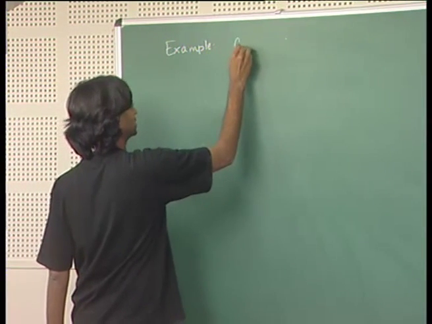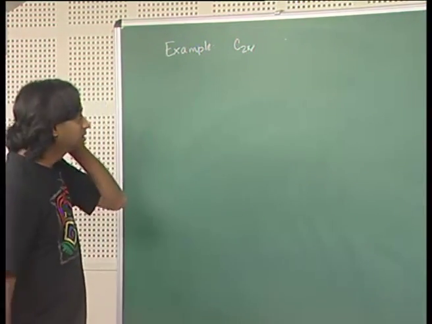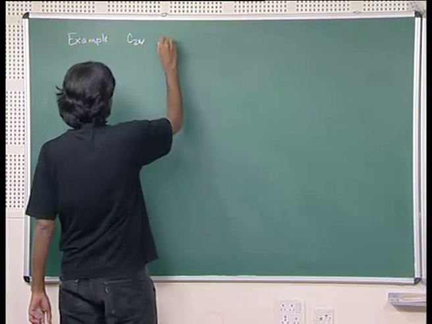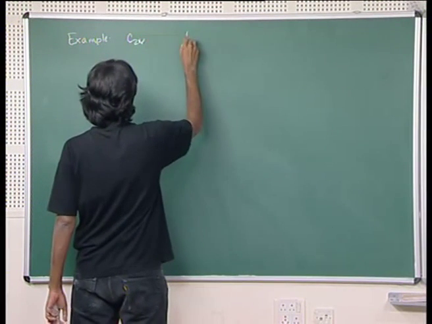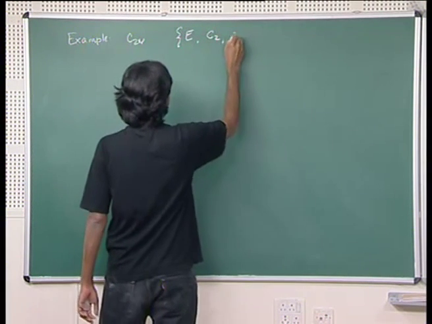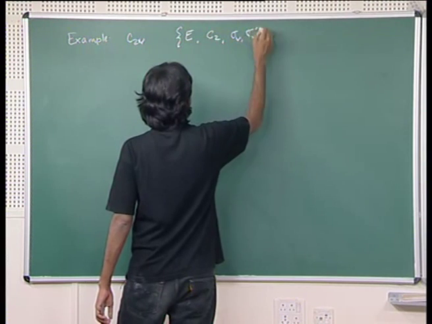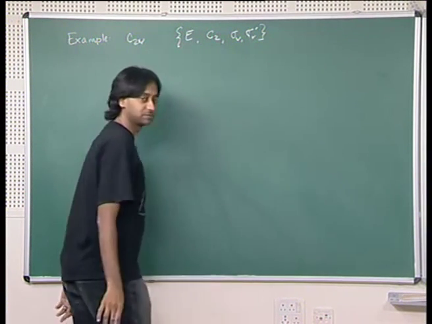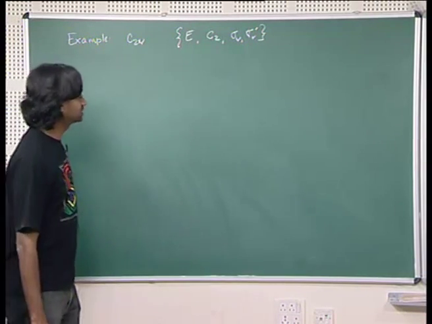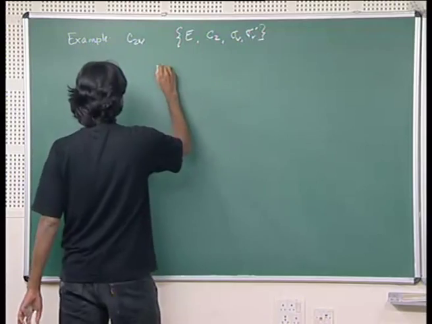And we will take the group C2V. Okay, so let us take C2V. Now, C2V has an identity, a C2, a sigma V and a sigma V prime. So, it has only 4 operations, and each of these is in their own class. So, it has 4 classes.